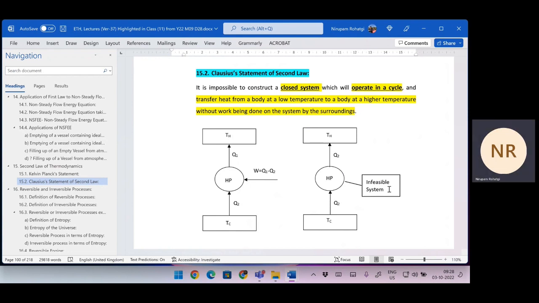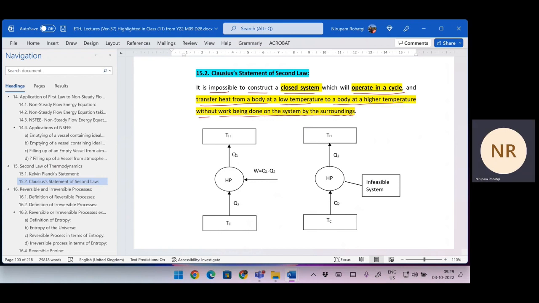But meanwhile, what it says is that it is impossible to construct a closed system which will operate in a cycle and transfer heat from a body at low temperature to a body at higher temperature without work being done on the system by the surroundings. It simply means if you want to transfer heat from low temperature to high temperature, which is what your refrigerator does or an air conditioner does, what these two systems do.